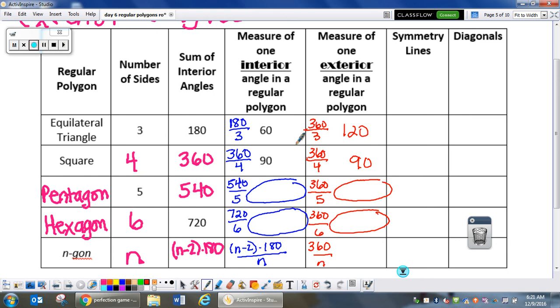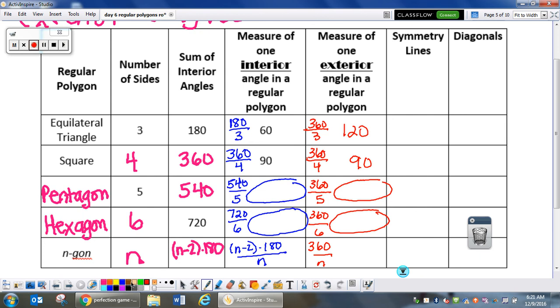Hopefully you can see the relation between 60 and 120. They add up to 180. 90 and 90 add up to 180. These two numbers should add up to 180, and these two numbers should add up to 180, which means they form a linear pair.